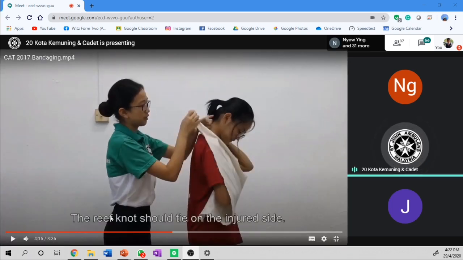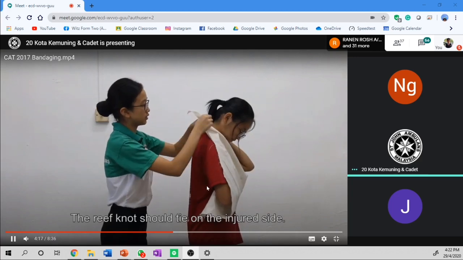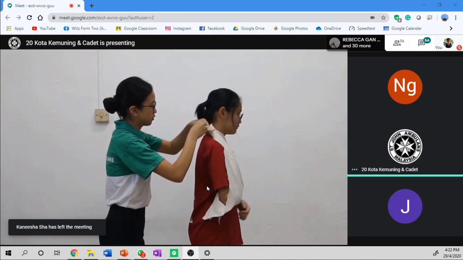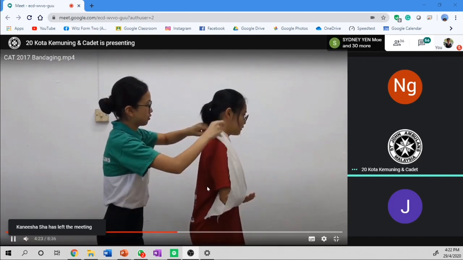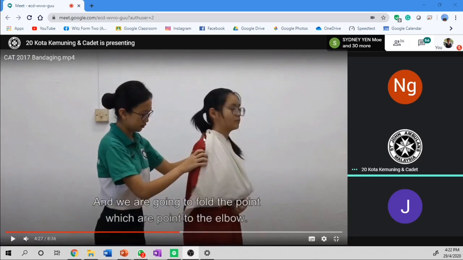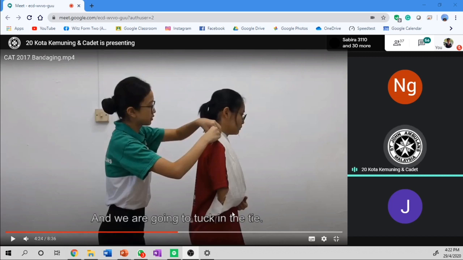Very important, the reef knot should be tied on the injured side. Okay. So basically, if she's injured here, you tie here. Why is she tucking the tie? It's to make sure that the whole bandage is tidy.